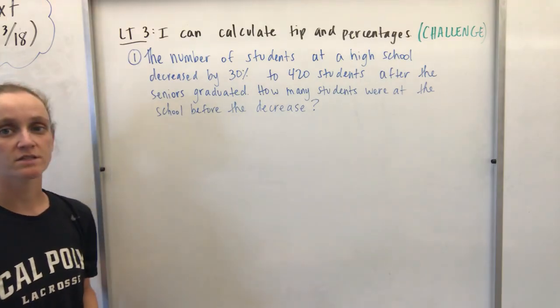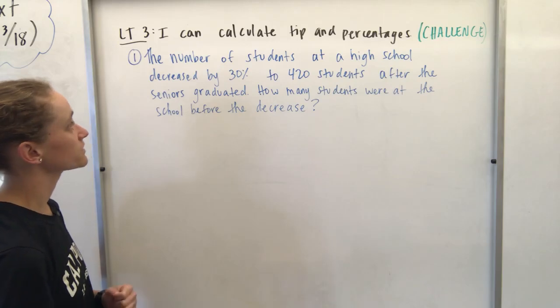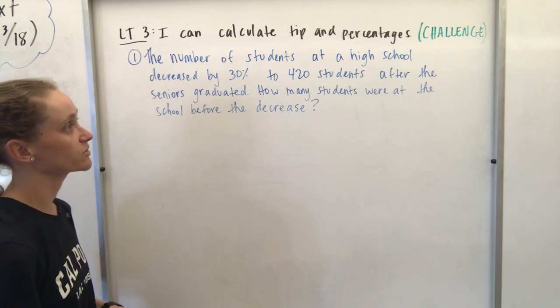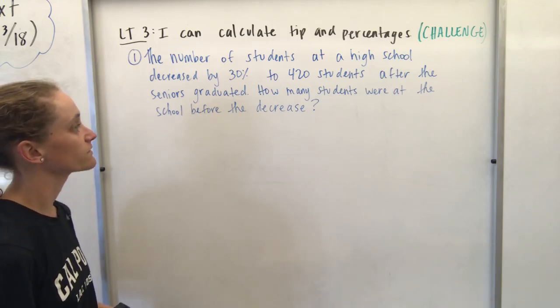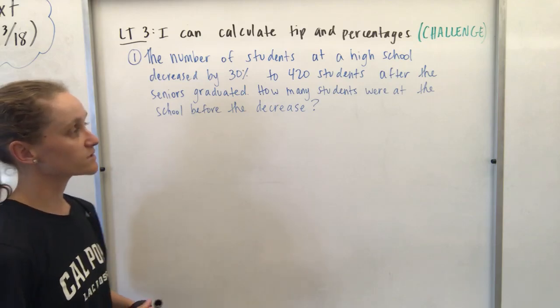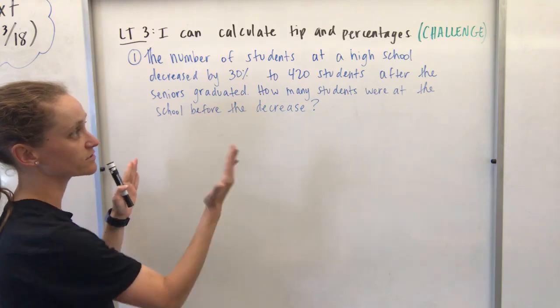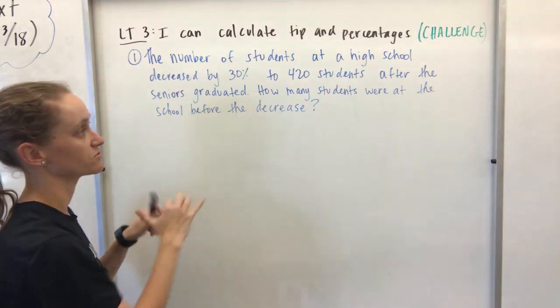Okay, so the first problem we're doing today is a word problem, and it says the number of students at a high school decreased by 30% to 420 students after the seniors graduated. How many students were at the school before the decrease? So it seems like there was some number of students at the school, and then there was a 30% decrease, and 420 was how many students were left.